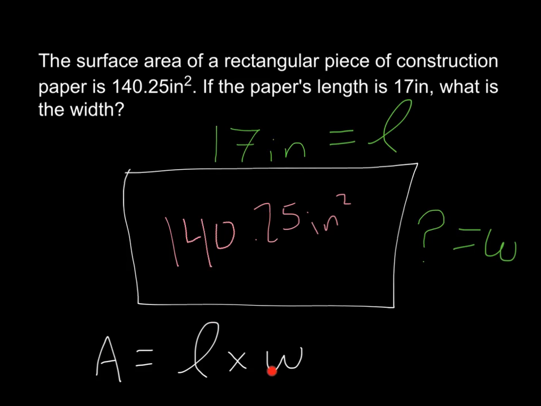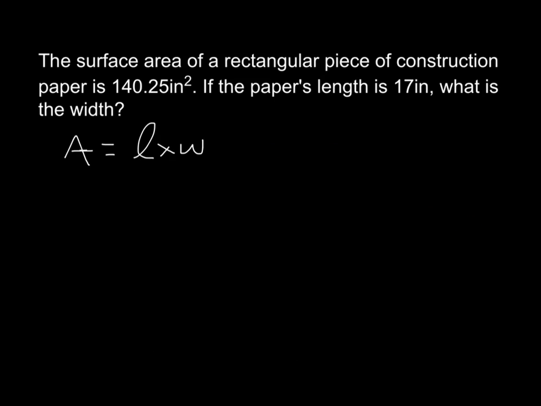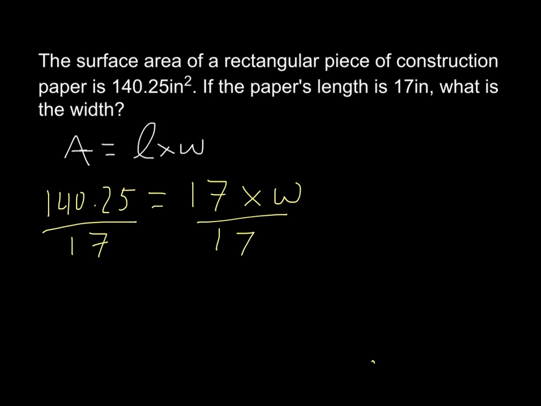Remember our formula shows us that the area of a rectangle is the length times width. If I know that the length is 17 inches, I'm looking for the width. And we're going to keep that in mind as we move forward. We're going to start by filling the values into the formula that we already have. So the area is 140.25, which is the same as the length, which is 17 inches, times the width, which we don't know. So our goal is to get the width by itself. So we're going to divide both sides by 17 to get it alone.